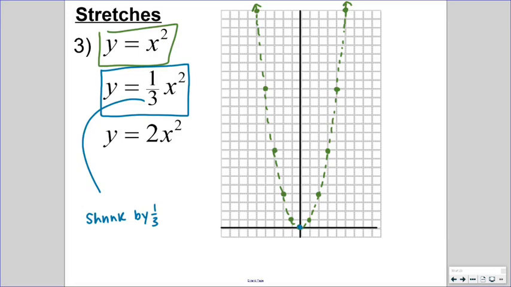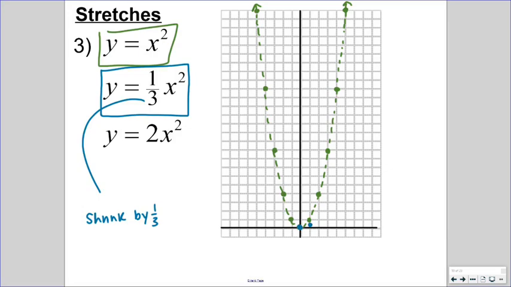(0, 0): the y value there is 0, and 0 times 1/3 is still 0, so the origin stays the same. Next we go to (1, 1). The y value there is 1. If we multiply that by 1/3, our new y value is 1/3. The x values don't change, only the y values on these vertical stretches and shrinks.